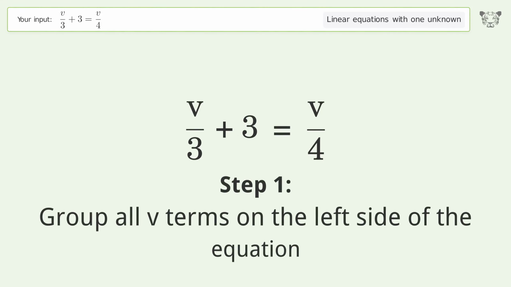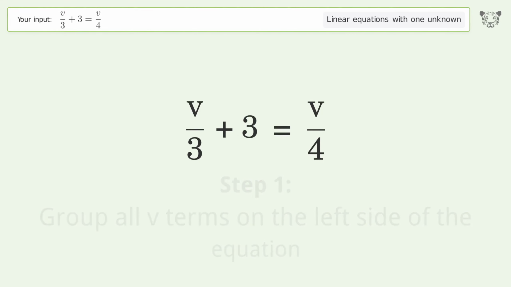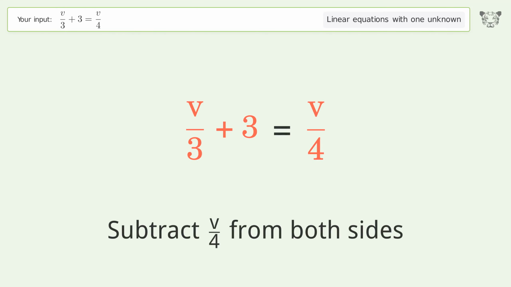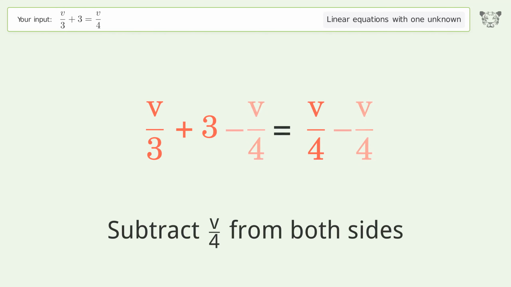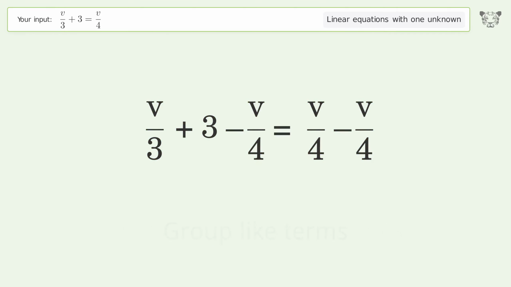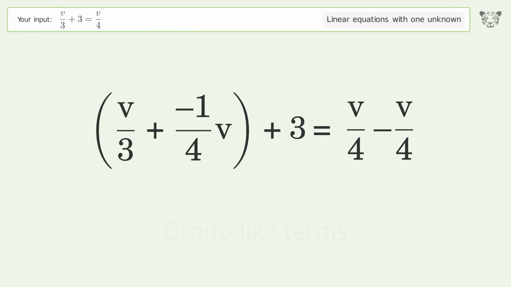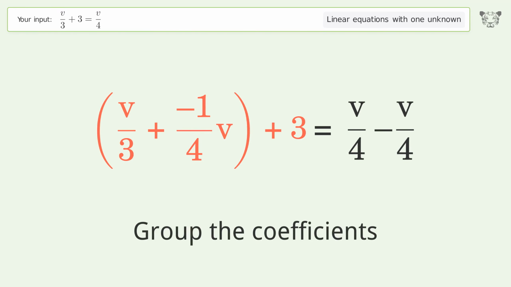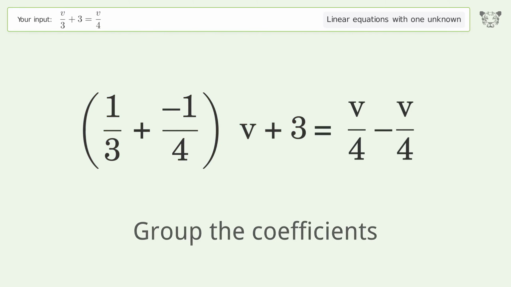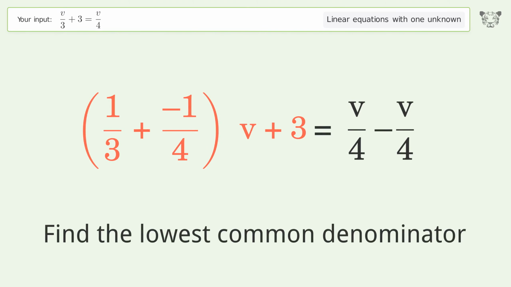Group all v terms on the left side of the equation. Subtract 5/4 from both sides. Group like terms. Group the coefficients. Find the lowest common denominator.